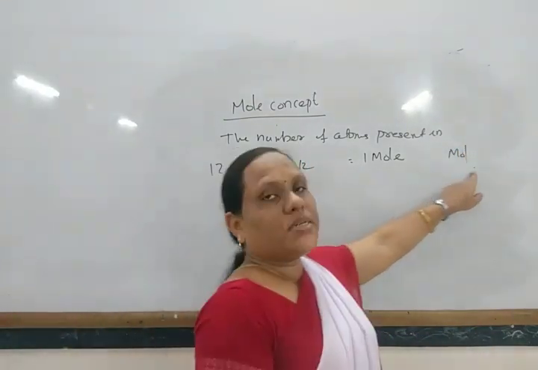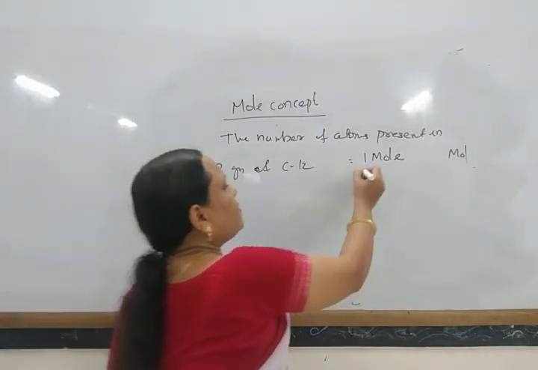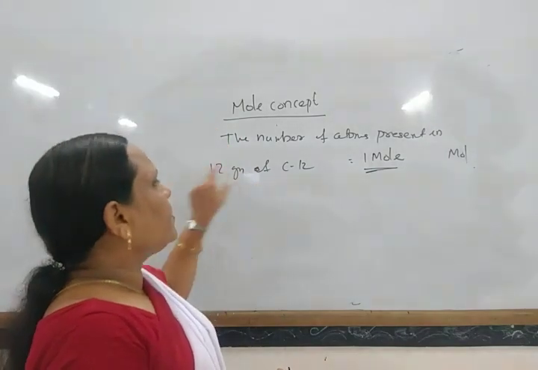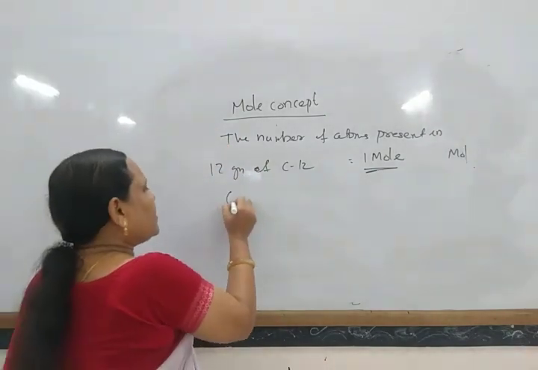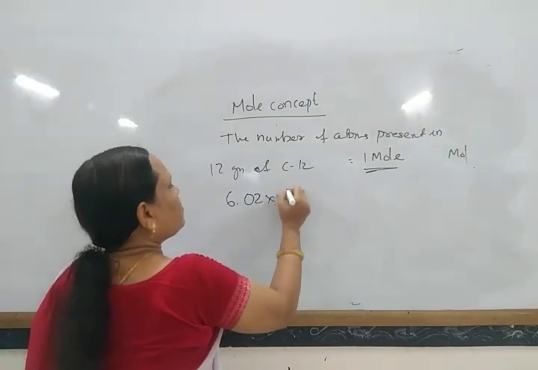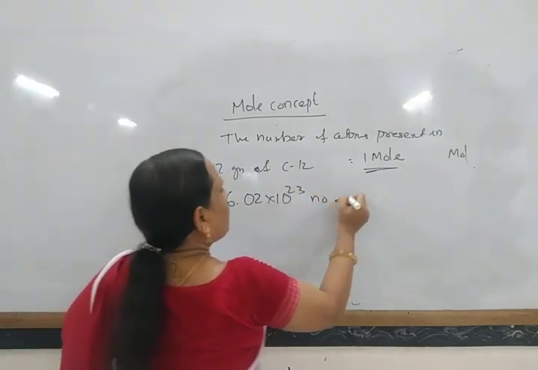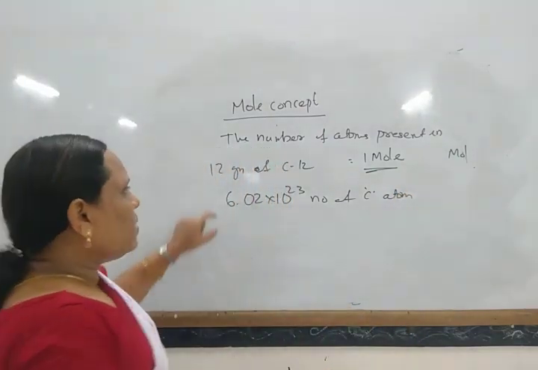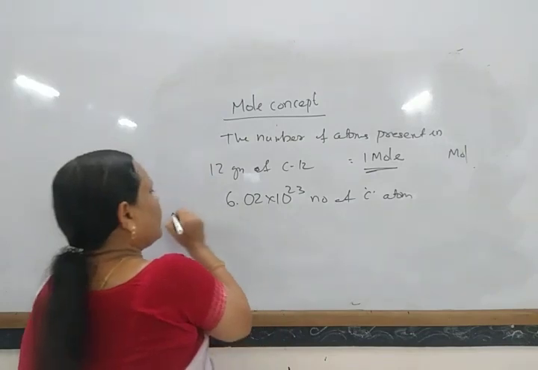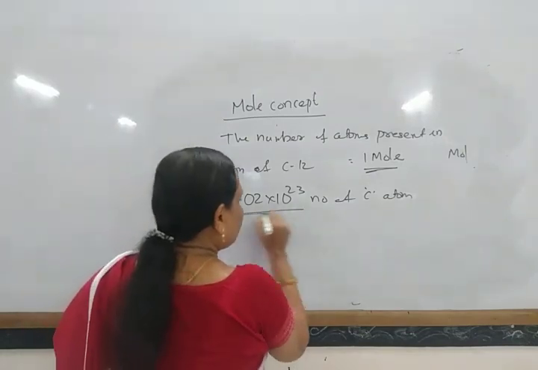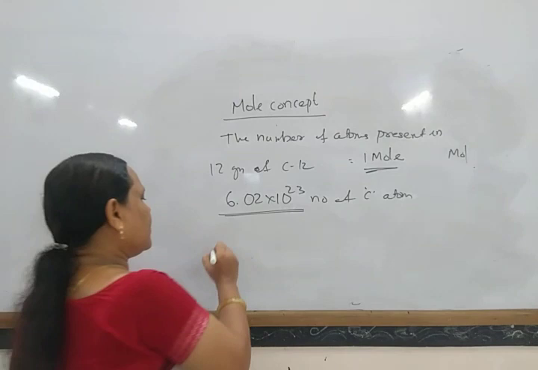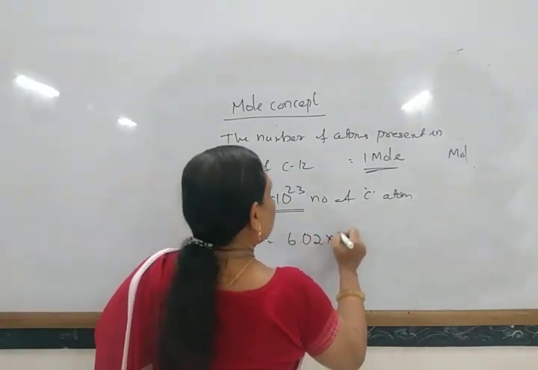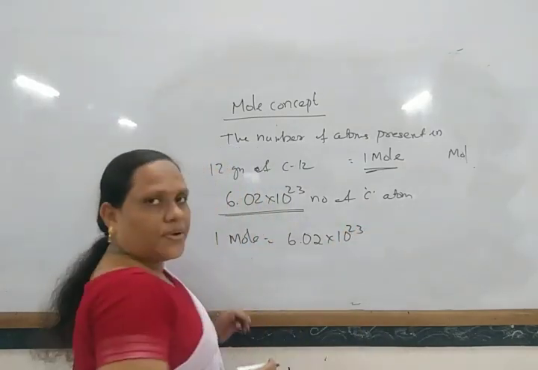Sometimes it is also written as mol. Okay, so that is known as your mole. And it is found that this 12 gram of carbon contains 6.02 × 10^23 carbon atoms. So in terms of number, 1 mole is equal to 6.02 × 10^23.